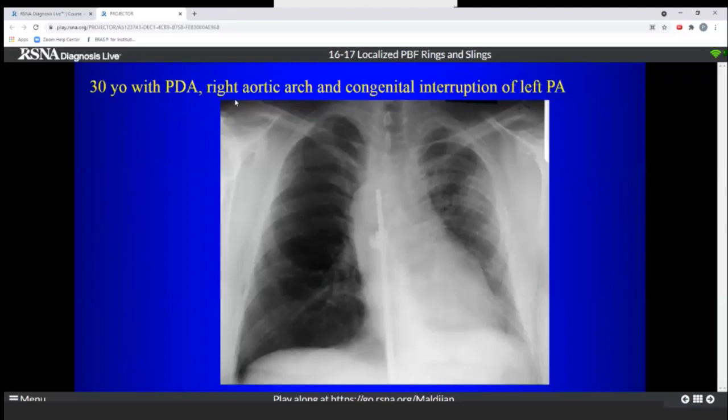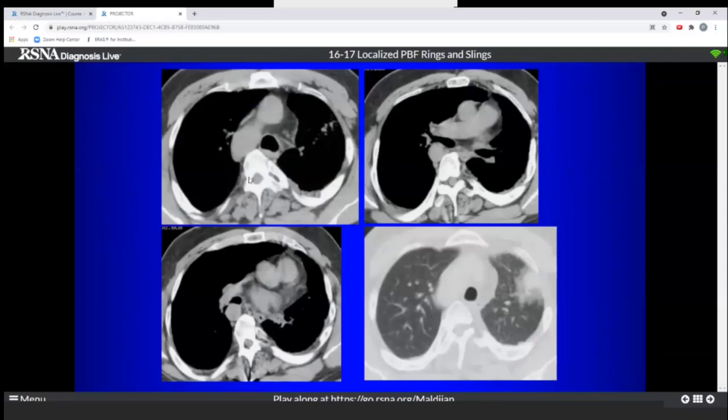Here's a 30-year-old who had a PDA. There's a right aortic arch here. There's congenital interruption of the left pulmonary artery. Notice the left lung is small. You can see the right pulmonary artery. Don't see much in the way of vessels there on the left side. Also a little patchy ground glass opacity there. And here we can see there's absence of the left pulmonary artery, and you can see the consolidation.